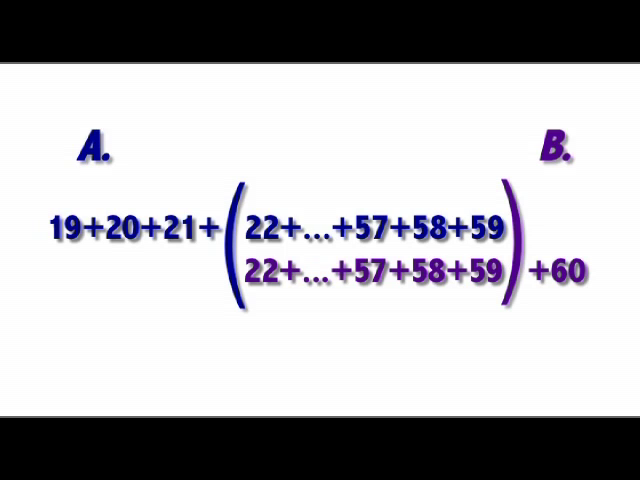Well, they have most of the numbers in common, from 22 to 59. That means when we compare the two columns, those numbers aren't going to count. It's like adding 3 plus 7 and comparing it to 4 plus 7. The 7 doesn't count. It doesn't change the fact that 4 is greater than 3. So we can just get rid of it.